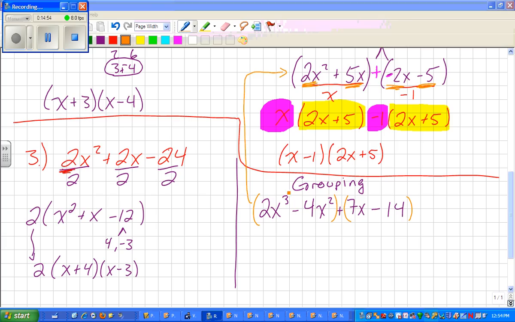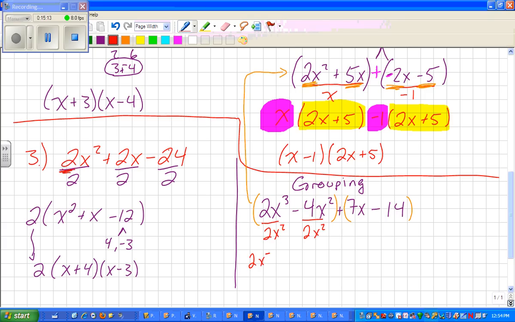Okay, so in the grouping, same thing now. We're going to group the first two, we're going to group the second two, and we want to take out a GCF. So the first two, what can I take out of these two? Well, they're both divisible by 2, and they both have at least 2 x's in each one. So I'm going to take out 2x squared. If I take out a 2x squared, I'm left with x minus 2. In the second parentheses, what can I divide both of these by? Well, I can divide them both by 7. So if I take out a positive 7, I am left with x minus 2.